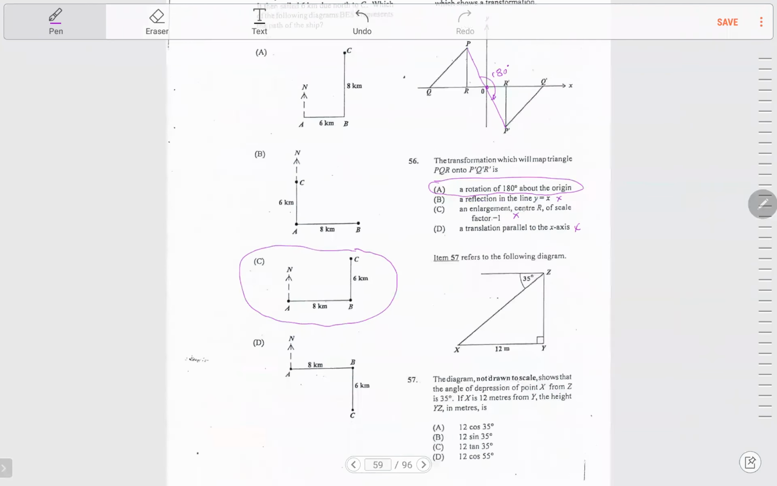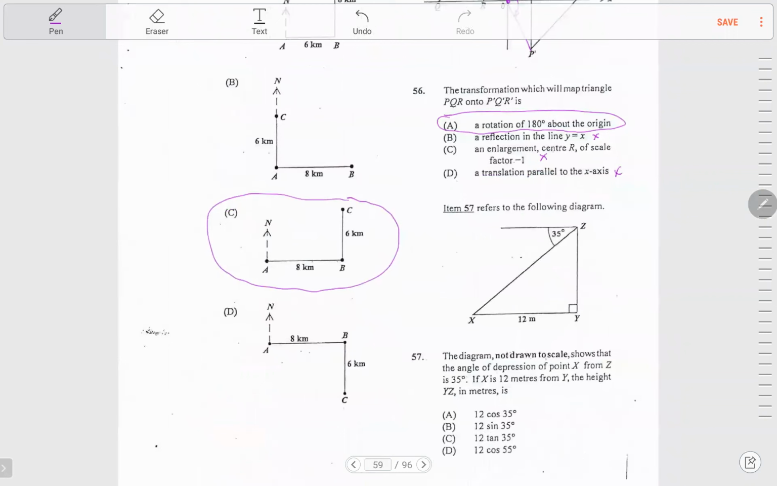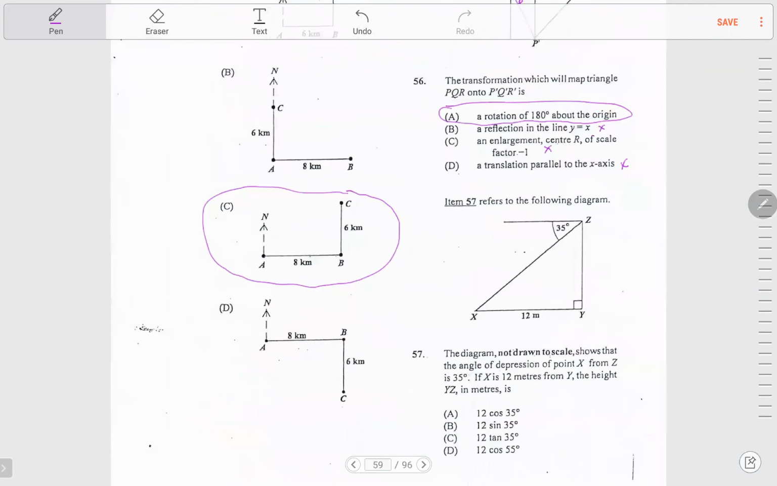This question is similar to one that we did before, but the values are different. Right? It says the diagram, not drawn to scale, shows an angle of depression. Remember, angle of depression looking down is equal to angle of elevation looking up from the other end. So this angle is 35 degrees as well in there. And it says X is 12 meters from Y. What is the height? So it's the same question. So let's call the height h.